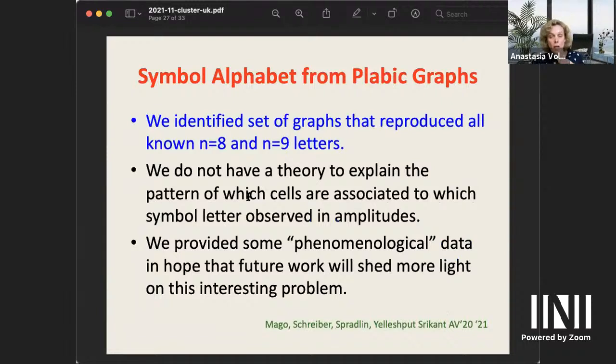As you see, this is a phenomenological approach. We have the data from physics, which is also data that's being worked on, and then we identify the set of graphs that reproduces it. But we don't have a theory at the moment to explain which graph to take. We really just mutate this way and get those. I wish we had a description, maybe a mathematical one, of what mutations to do. We had some conjectures, but I don't have much more to say. To summarize this part of the talk, we provided some phenomenological data, and we hope future work will shed more light on this problem.